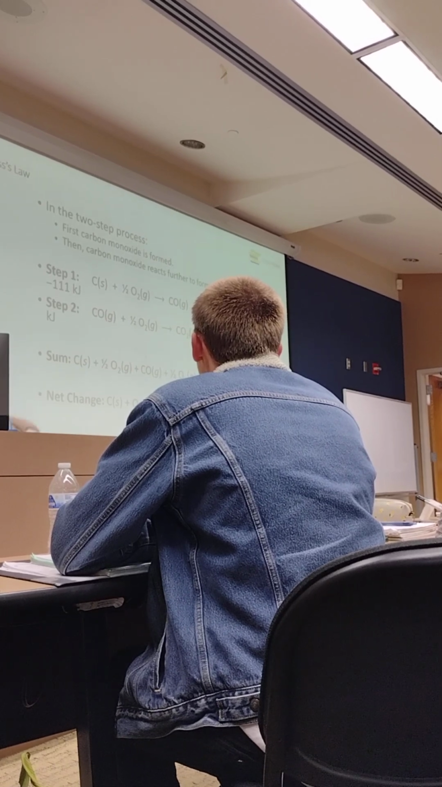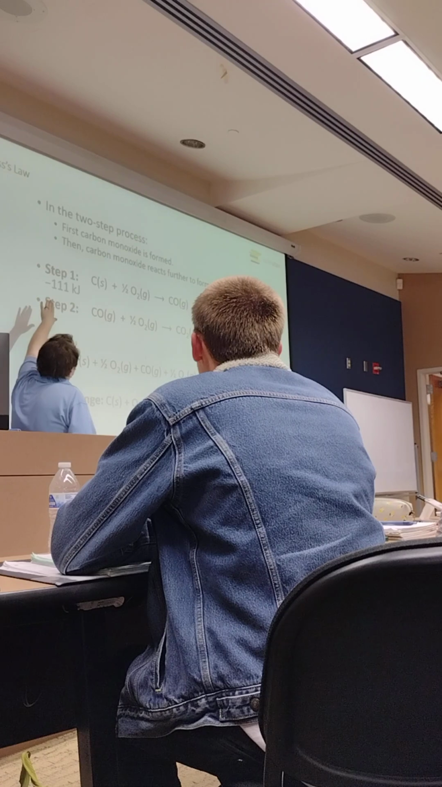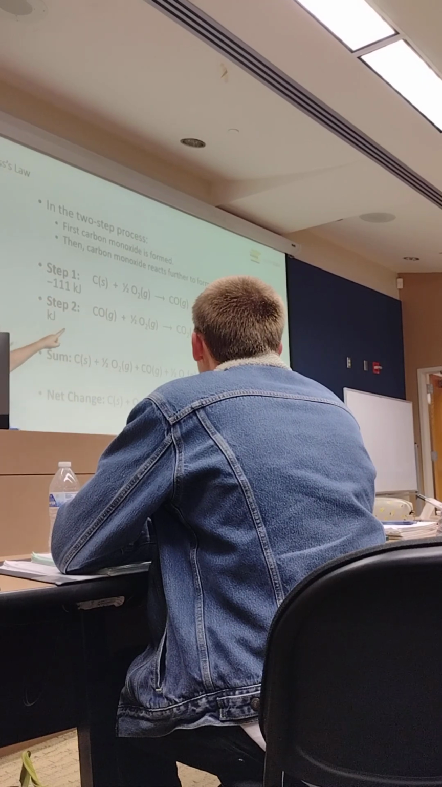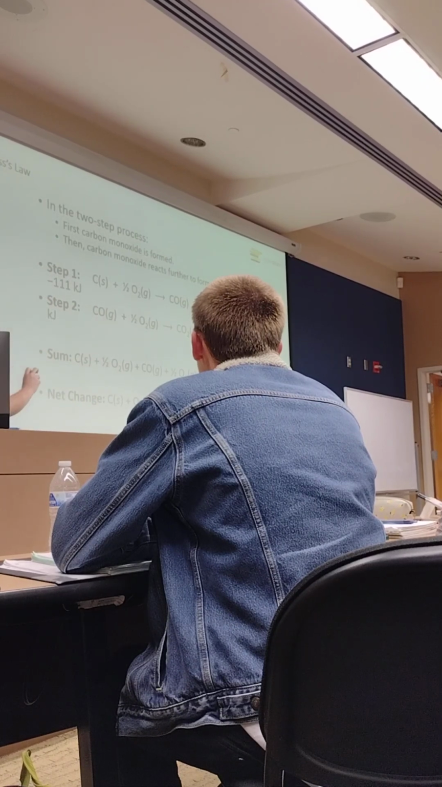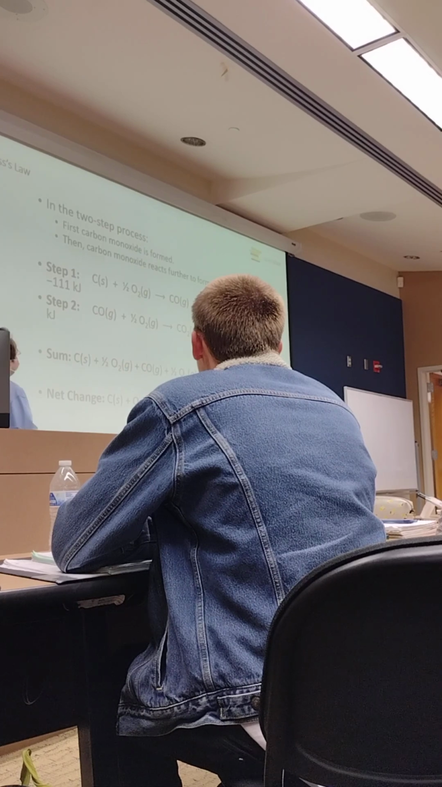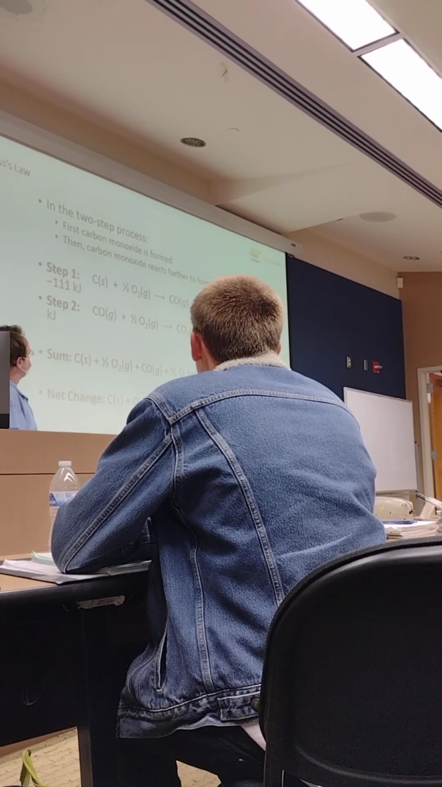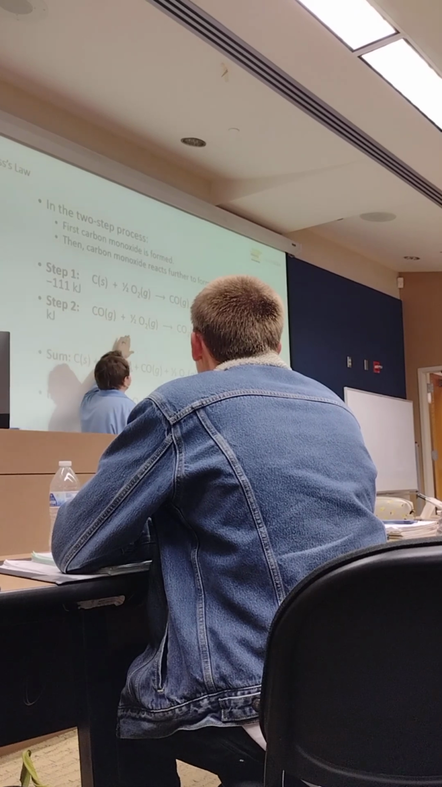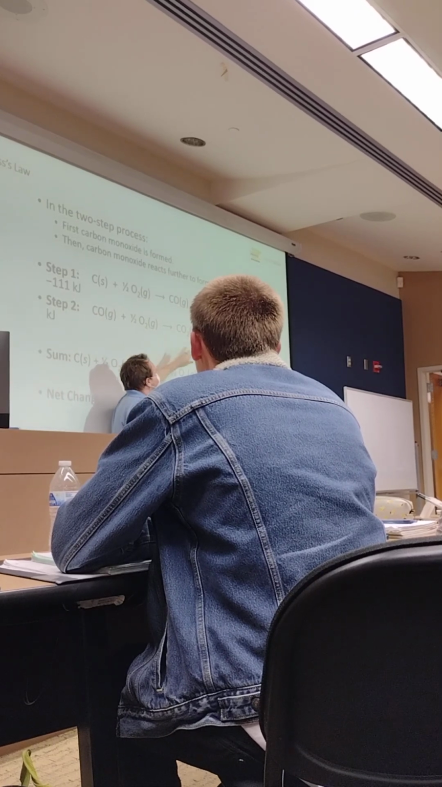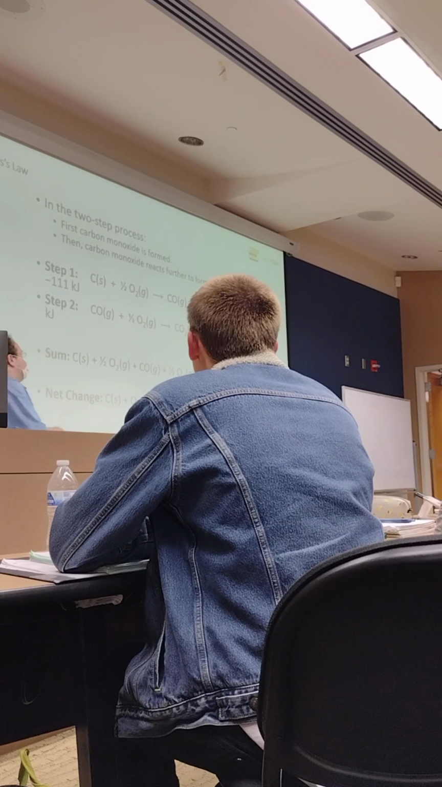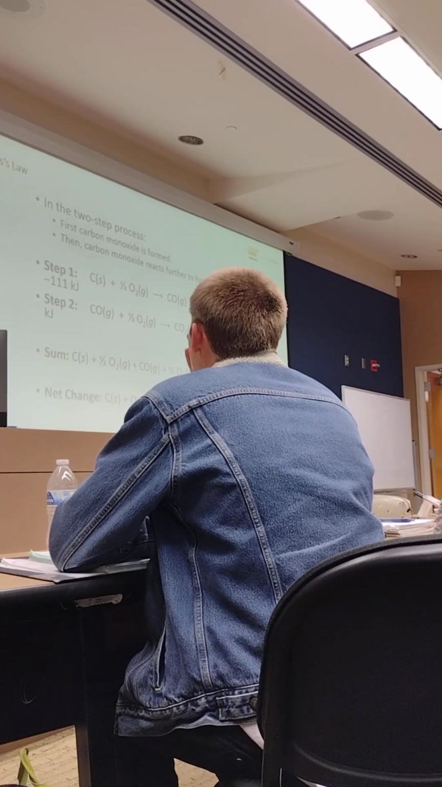So instead of thinking of just this change, I look at step 1: if I take carbon solid and mix it with half an oxygen molecule, I get carbon monoxide gas. That is an enthalpy change of negative 111 kilojoules per mole. Now if I take that carbon monoxide gas and I add another half an oxygen molecule to it, I then get carbon dioxide. That reaction is an enthalpy change of negative 283 kilojoules.